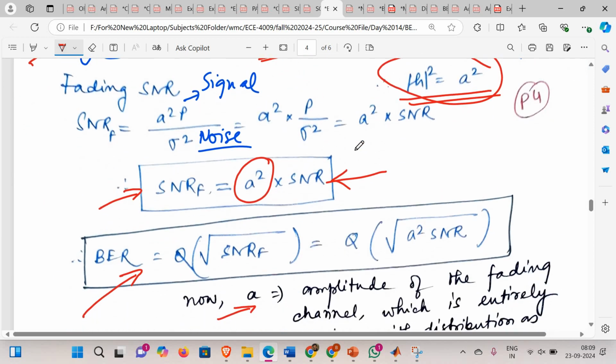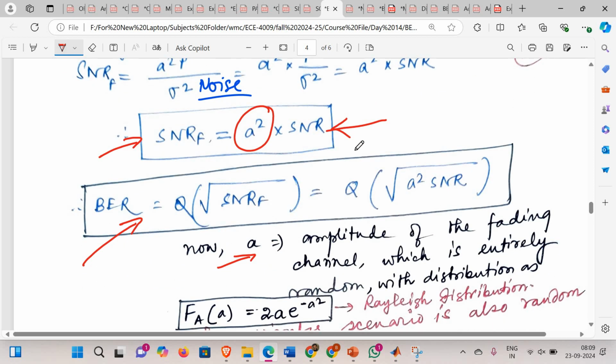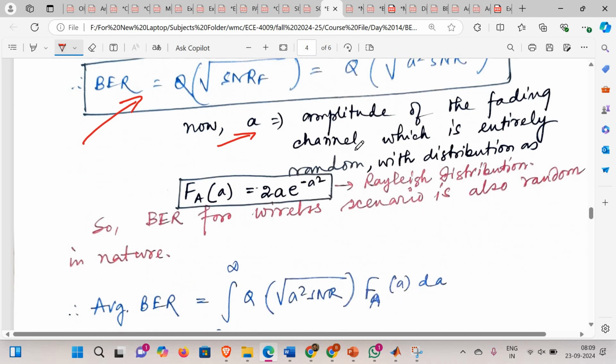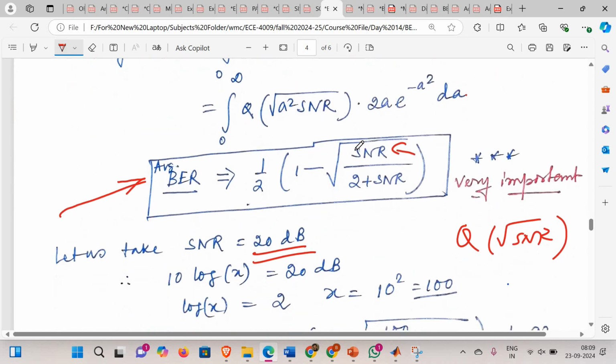And we have observed the BER, which was just a generic function of SNR in the previous case. For the fading scenario, it becomes something like A square into SNR, where A becomes the magnitude or the amplitude of the nature of the multipath that we are taking into account. And as that A is completely random in nature, we wanted to find out something called the average BER, and we found out the average BER can be derived to be something like half of square root of 1 minus square root of SNR by 2 plus SNR.